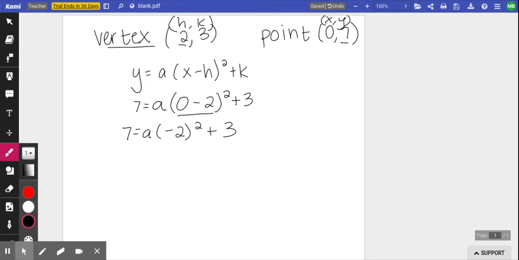Next, I'm going to work with my exponent. Negative 2 squared is the same thing as negative 2 times itself. So negative 2 times negative 2 is a positive 4. So 7 equals a times positive 4 plus 3.